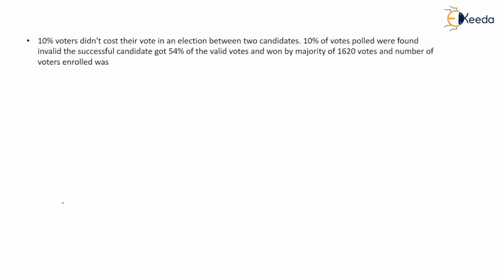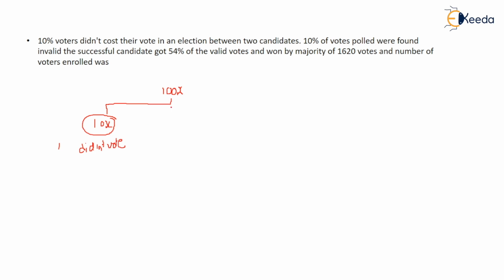Okay, so let's see the next question. 10% voters did not cast vote in the election. 10% votes polled were found invalid. The successful candidate got 54% of valid votes and won by a majority of 1620 votes. The number of votes enrolled was? So let's assume that there were 100x voters. Out of those 100x, 10x voters did not cast their votes. They did not vote. So you can write did not vote.